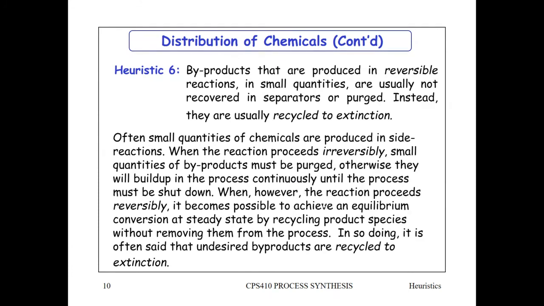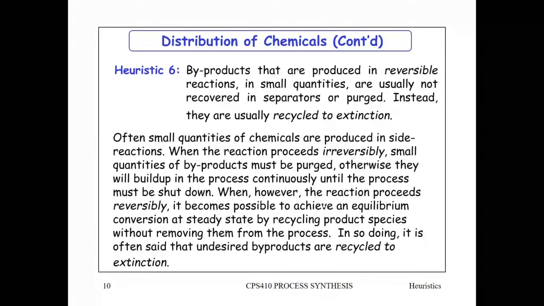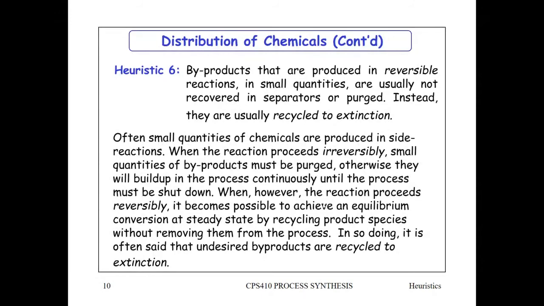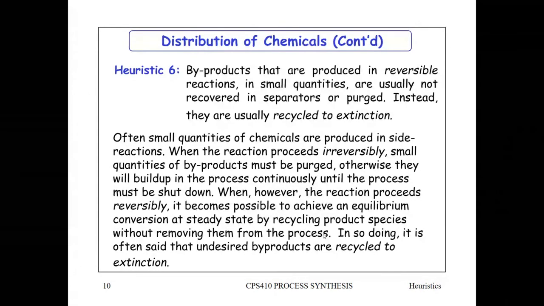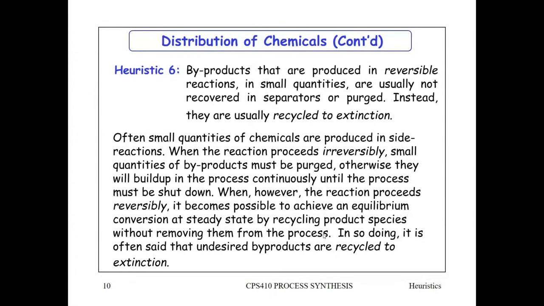And the key thing there is that A plus B goes to C. There's no C being produced in the process as a whole because it is at equilibrium. So even though there's a high concentration of C in the loop, there is no C being produced at all. In so doing, it is often said that the undesirable byproducts, C, are recycled to extinction. Extinction being the net formation of C in the loop.